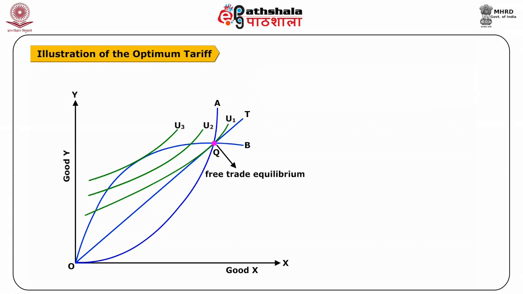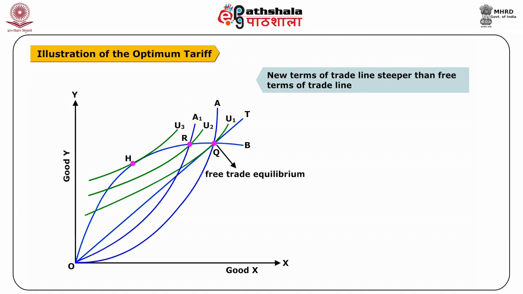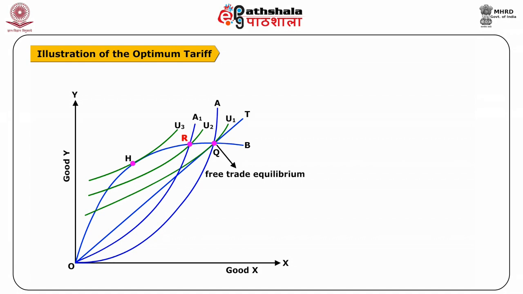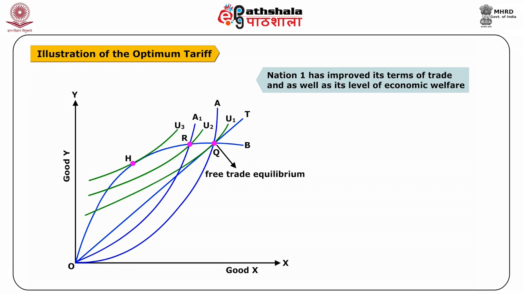Starting with the initial free trade equilibrium point at Q, where U1 also passes through, the tariff imposition by nation 1 will shift the nation's offer curve to the left, that is from OA to OA1. The tariff-displaced offer curve OA1 intersects nation 2's offer curve at point R, where the new trade equilibrium is now established. In the figure, the new terms of trade line is not drawn to avoid too many lines. This line will be steeper than the free terms of trade line OT. At point R, the nation has moved to the higher indifference curve U2, whereas point Q lies on the lower indifference curve U1. This implies that in moving from Q to R through the action of tariffs, nation 1 has improved its terms of trade as well as its level of economic welfare.